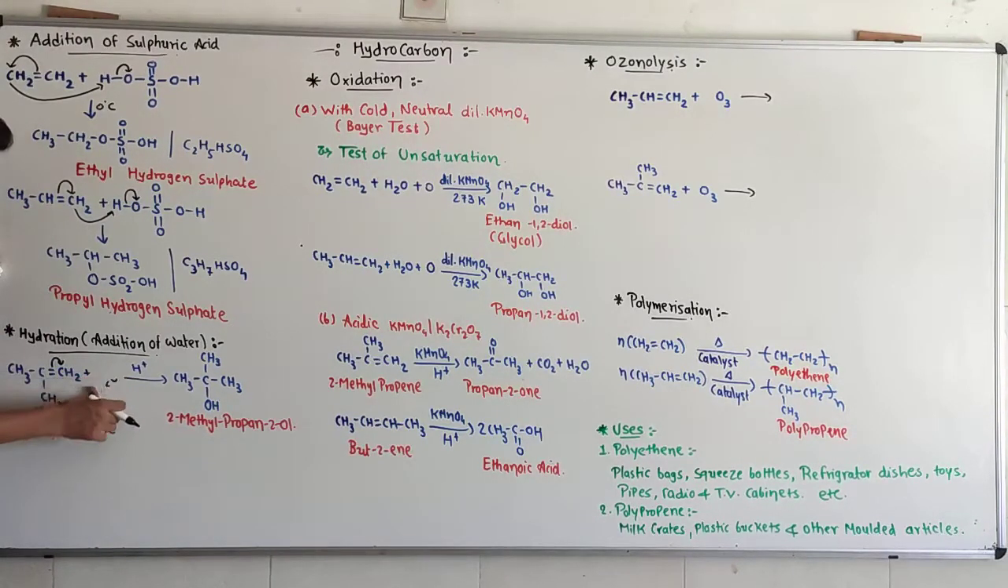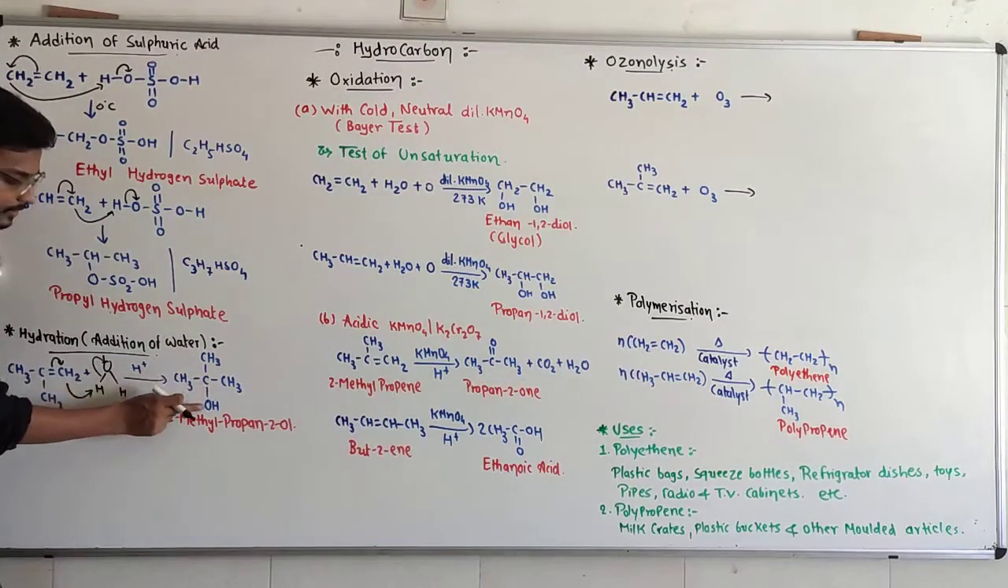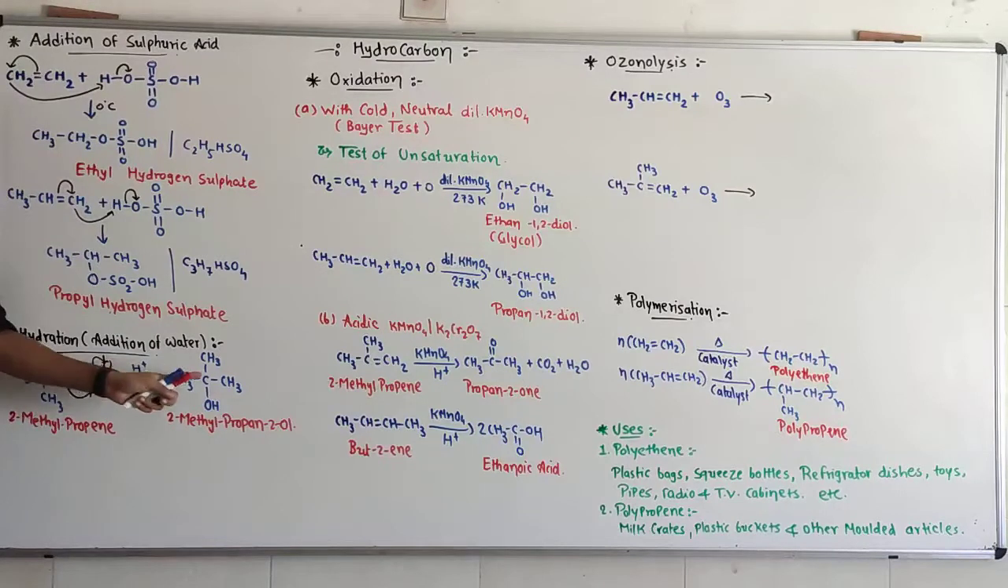Now let's talk about H2O. Suppose this is H2O, then this bond electron will be on the oxygen. This carbon gets the hydrogen. So CH3 will be there, CH3, and the OH negative part will be on the tertiary carbon. That's why the second carbon gets the OH. So 2-methyl propene converts into 2-methyl propan-2-ol.